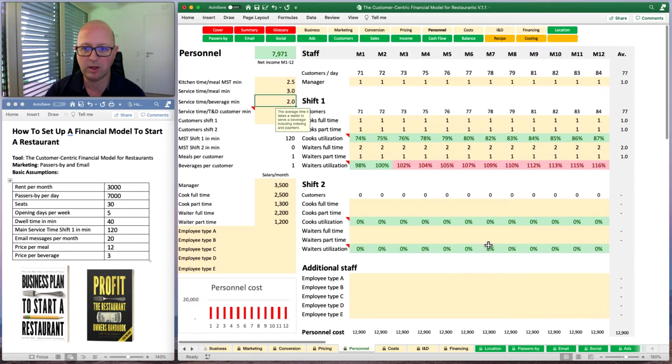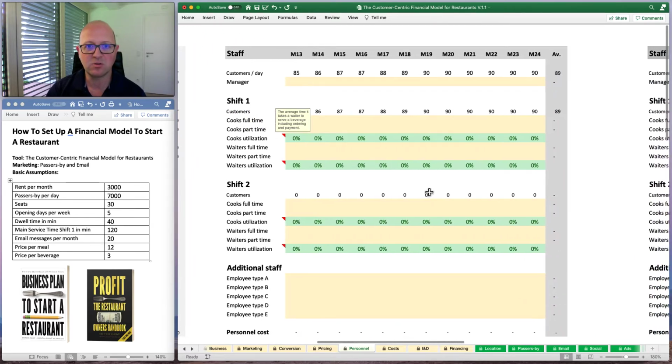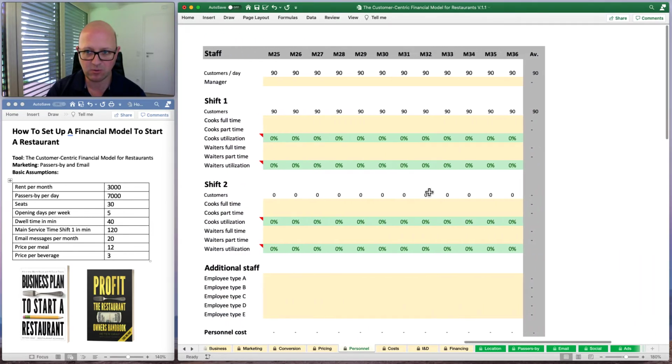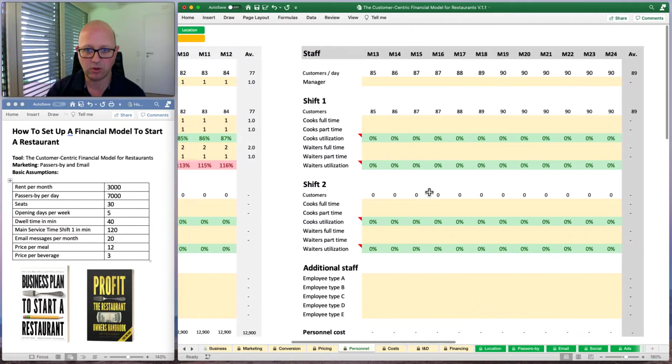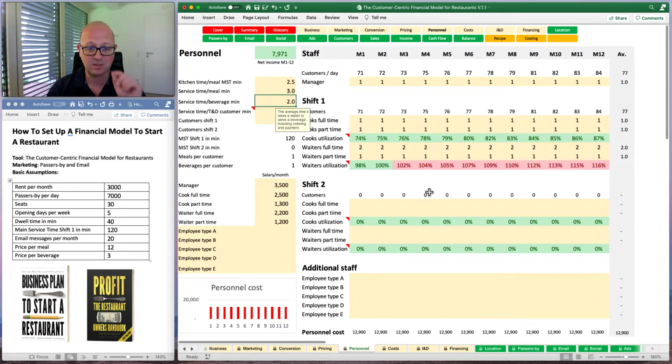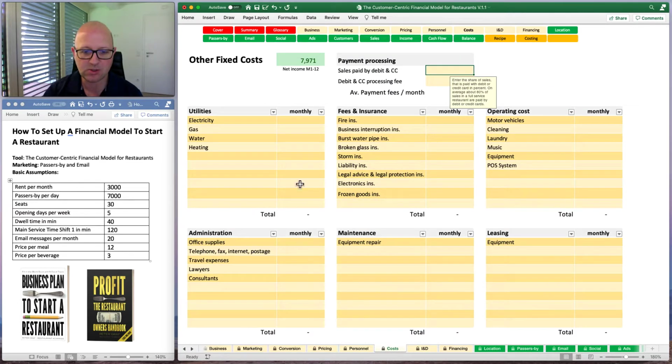And we already do have 1 shift. You can repeat this for year 2 and year 3, also for shift 1 and shift 2. But in this example, we just put in the data for year 1. It would be the same for year 2 and year 3. Okay, so we do have some assumptions for personnel. Let's move on to costs.